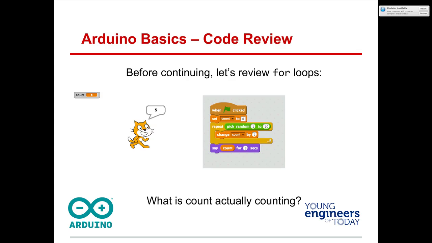Instead, let's use loops, and let's think about when we were using Scratch and loops. You're going to set your count to 0. When flag is clicked, set count to 0. Pick a random number between 1 and 10. Change count by 1. What that's doing though with that set, you've got a repeat loop inside here. And that's what a for loop in sketches is going to be. When we just have void loop parentheses, that's going on forever and ever. A for loop is like this repeat. There's a certain number of times it's going to go.